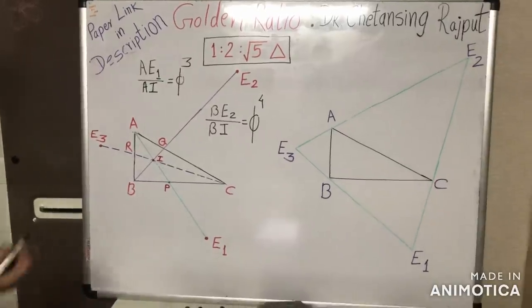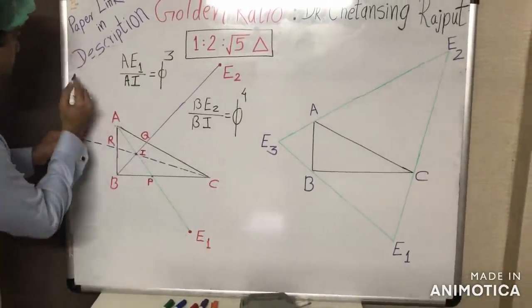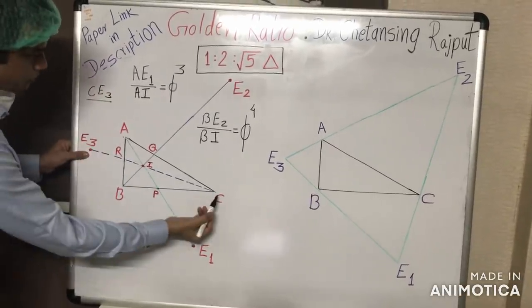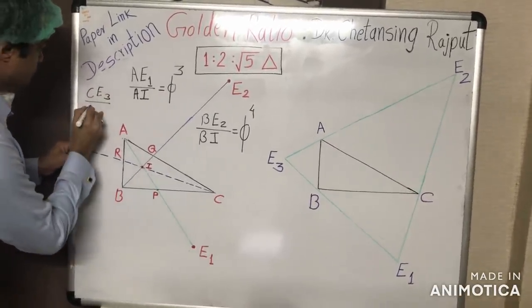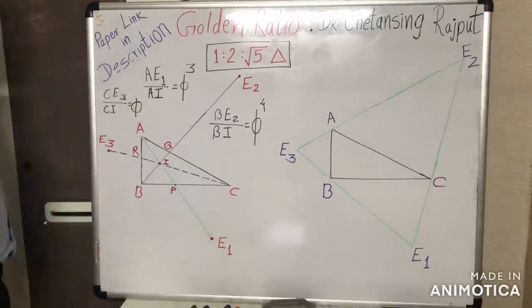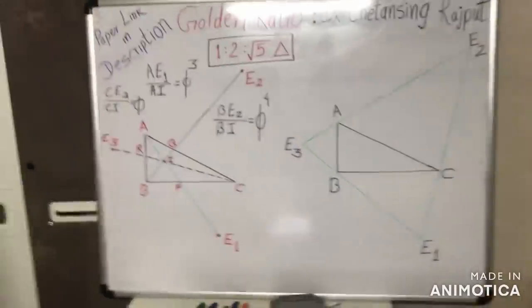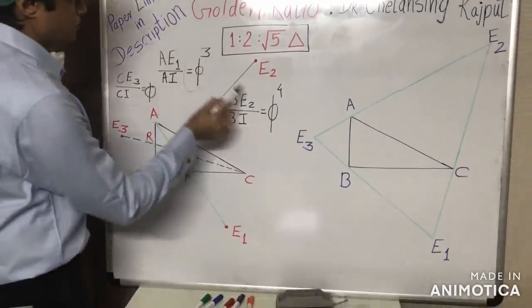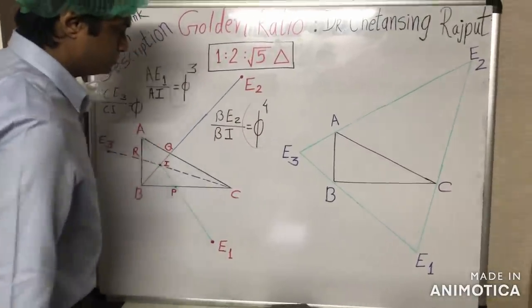Okay, and similarly this distance C E3 upon vertex C to in center CI. This distance is precisely equal to golden ratio. Every length proportion is the precise expression of golden ratio.